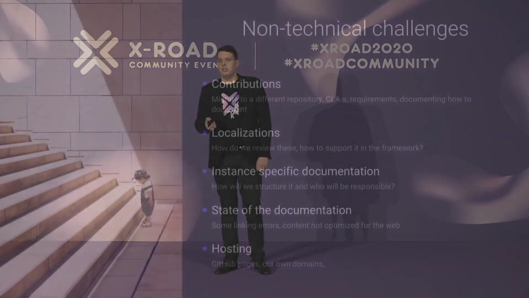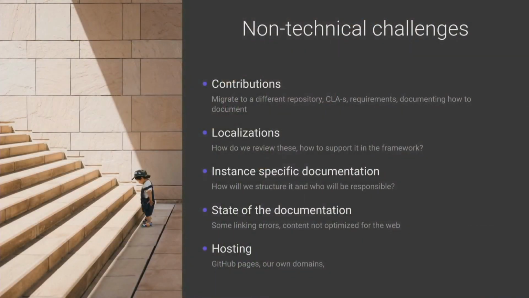And finally here, of course, hosting. Where do we host the documentation? Is it on GitHub pages? Do we host it on our own domains? Should we maybe host it on both? And then how to handle publishing to those and so forth. So those are the main challenges that we somewhat have faced, and also some that we still need to face before we actually publish the documentation officially.